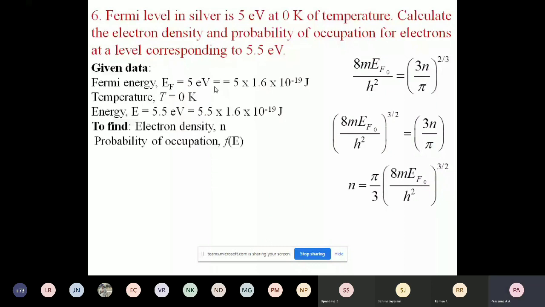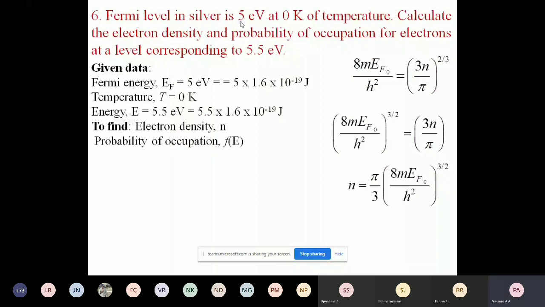And temperature 0 degree Kelvin is given. Energy E means it is an energy level above, probably it is given. Fermi level is this. Probability of occupation of electrons at a level corresponding to 5.5. 5.5 is greater than 5, so obviously it is a level above the Fermi level. Okay, these are the given values. Electron density to be calculated and probability of occupation.